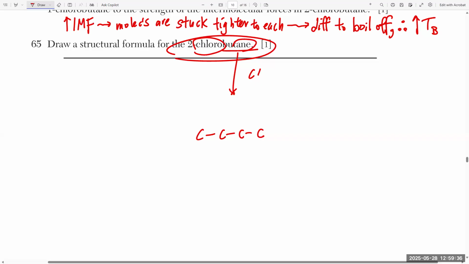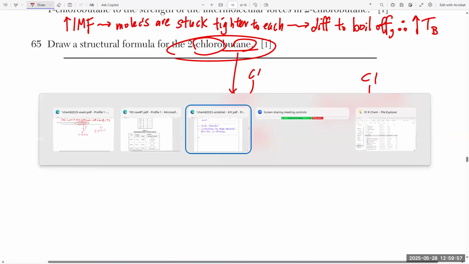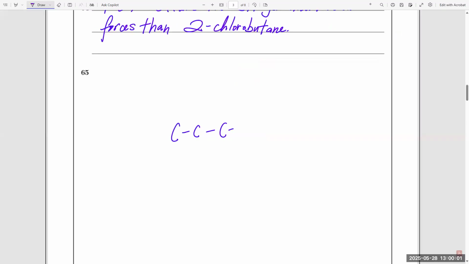So if we number this 1, 2, 3, 4, that means the chlorine is going to go to carbon number 2, right? You could also number this backwards, 1, 2, 3, 4, in which case the chlorine will stick here. So that's literally what you're going to do. You're going to draw a butane, 1, 2, 3, 4, and make it big enough, guys, so it's easily visible.